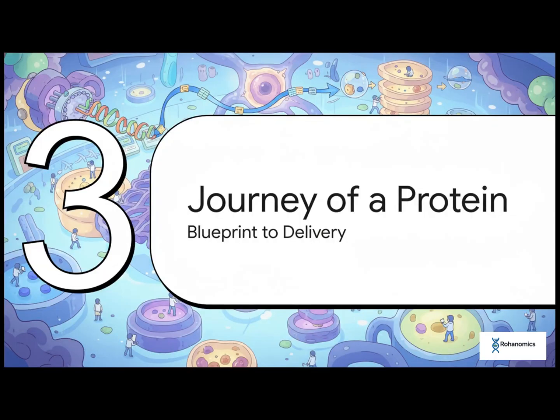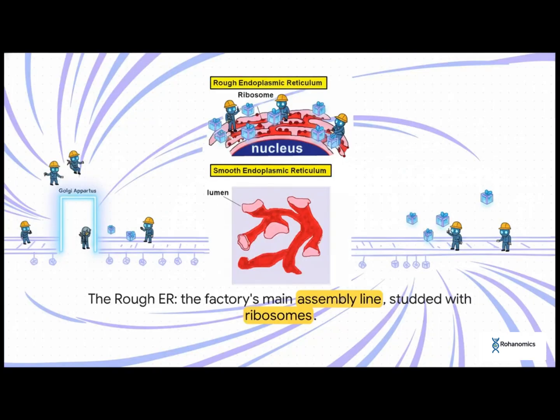Okay, let's see this factory in action. We're going to follow a single product, a protein, all the way from the blueprint to final delivery. Pay attention here, because this is a classic exam topic. And our journey starts right here, on the main assembly line. This is the rough endoplasmic reticulum, or rough ER. Why rough? See all those little dots? Those are the ribosomes, our factory workers stuck all over it.